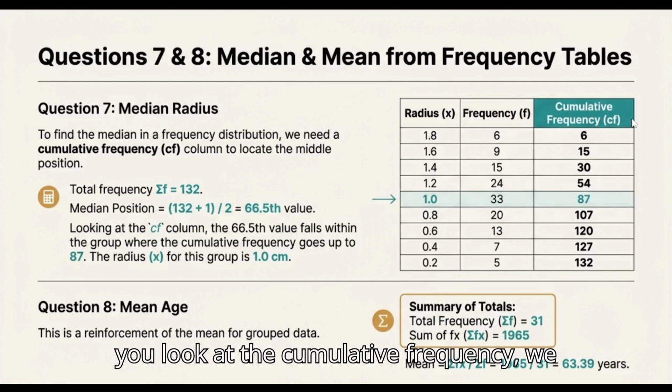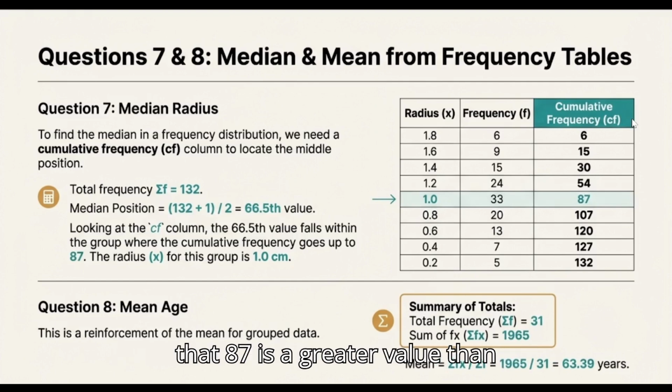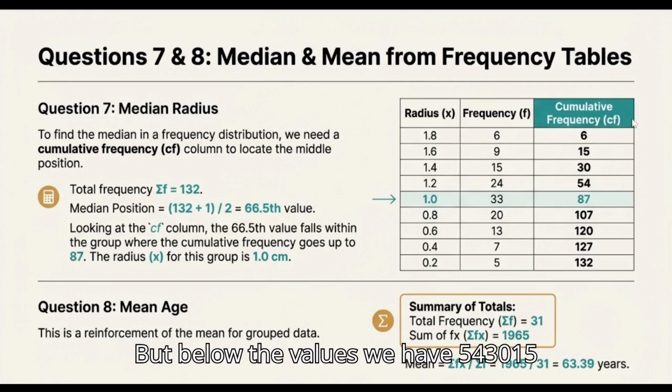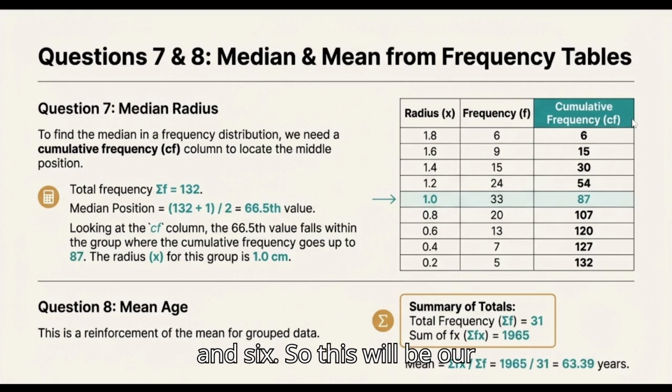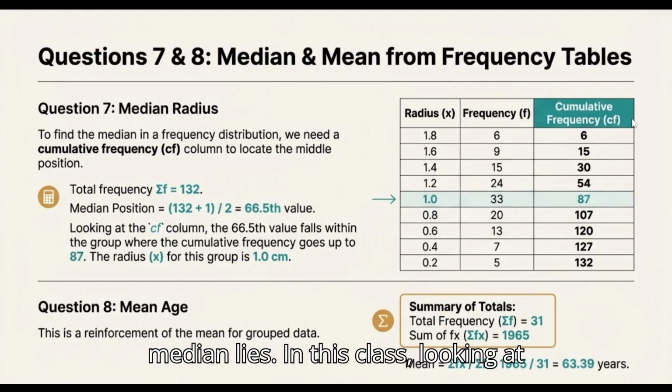If you look at the cumulative frequency, we have 6, 15, 30, 54, and then 87. We know that 87 is a greater value than 66, so we will go below it. But below the values, we have 54, 30, 15, and 6. So this will be our median position. We will know that our median lies in this class.